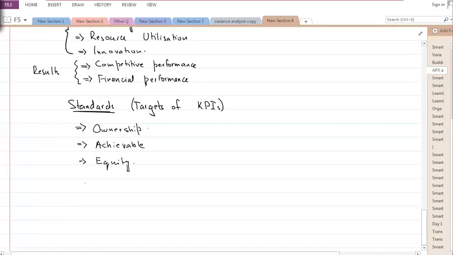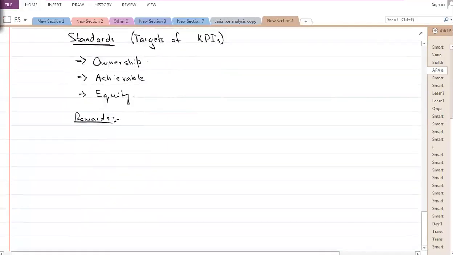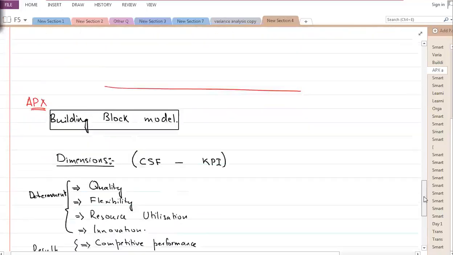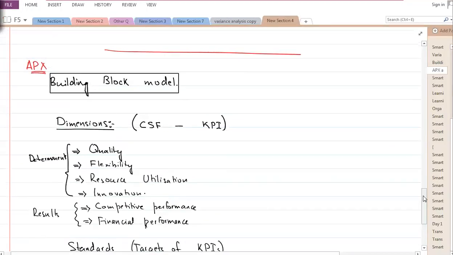Then there are 3 qualities of the rewards. Your reward system should be clear, so clarity. It should be motivating, so motivation. And controllability. The reward should be controllable. Well, that will be enough for a 4-marker question. In fact, that will be more than enough.